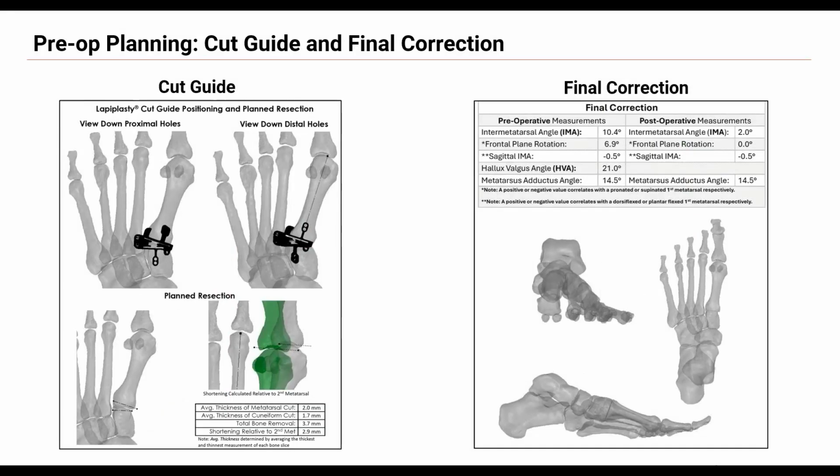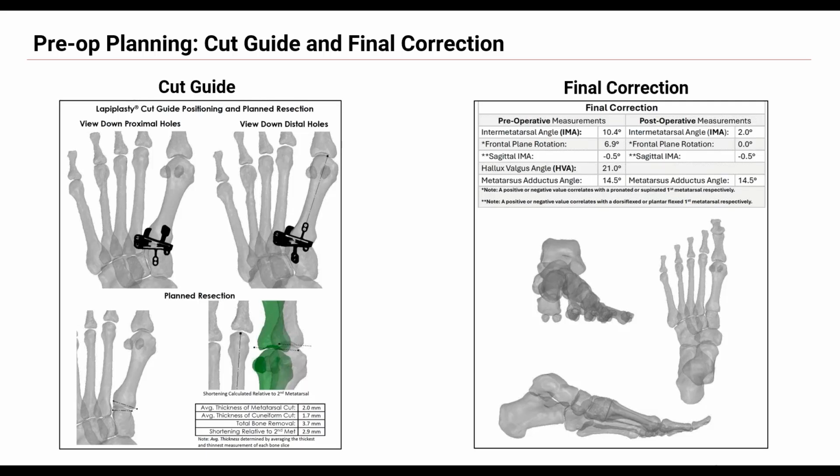So this is what the plan looks like. You can see here there's a cut guide made based on the plan in my three-dimensional correction I want to achieve. The final correction you can see on the right, but it's not corrected on the left, and this is how the cut guide's going to sit. And then you look at two planes really right now, and the details are still being worked out.